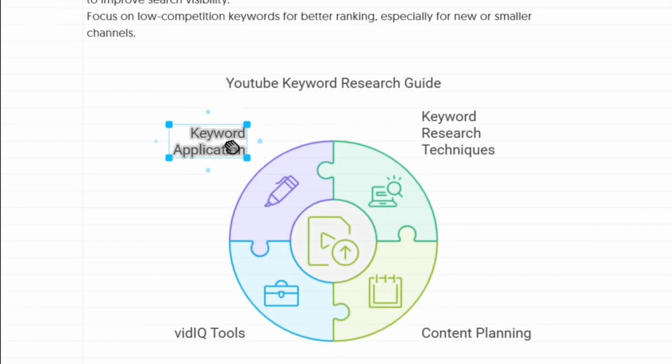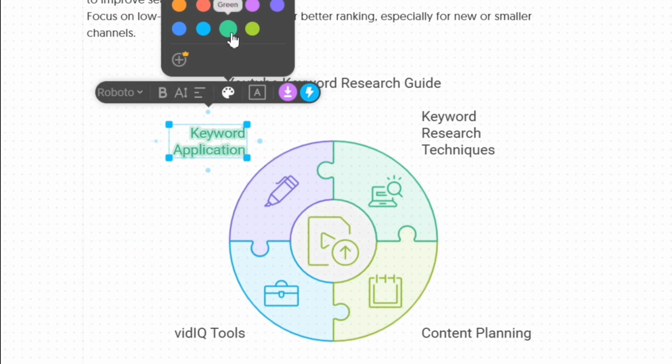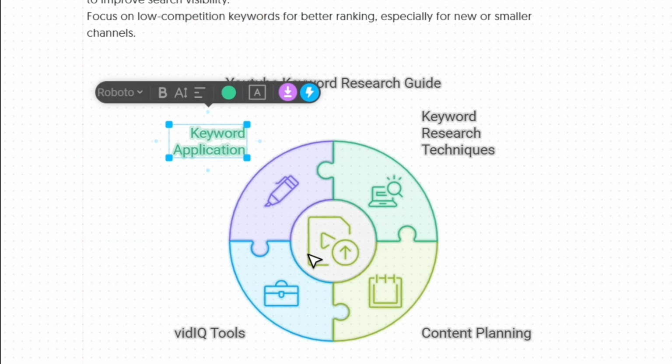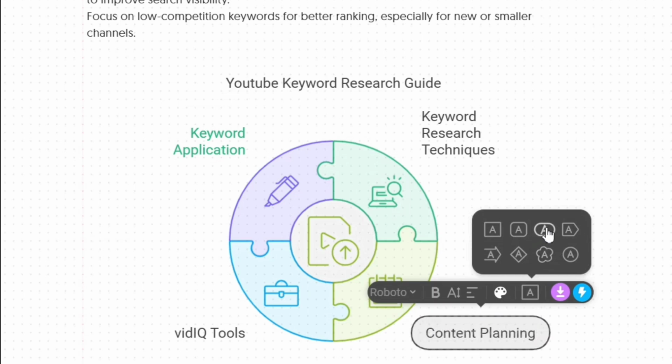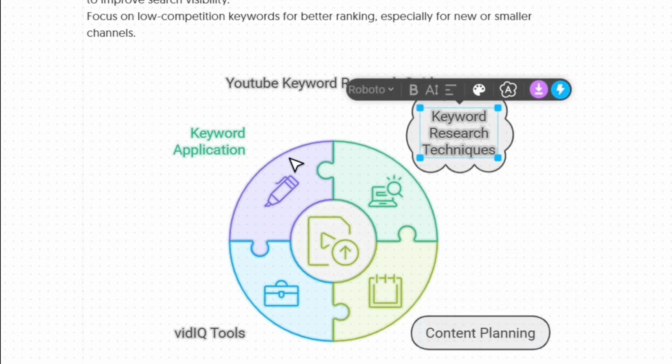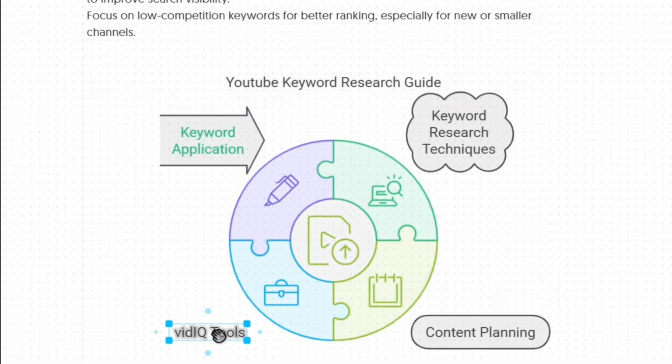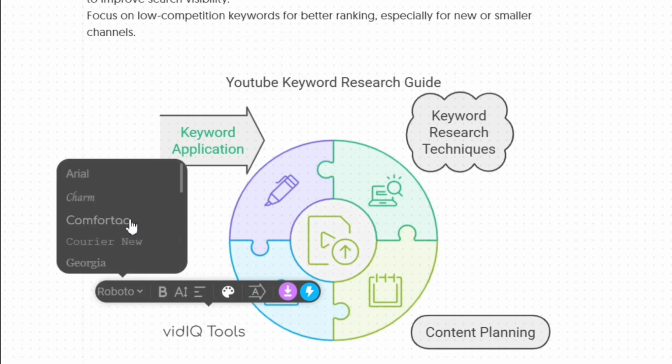I can also change the text colors by selecting it and then choosing a different color from this list. I can also select the text and then add a shape in the background. And I can do it with all these different texts here. I can also change the font styles if I want to.